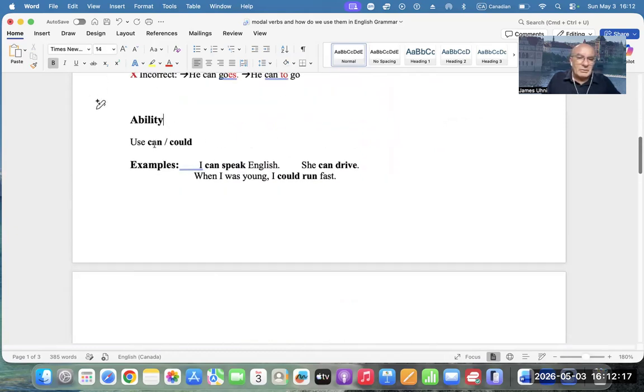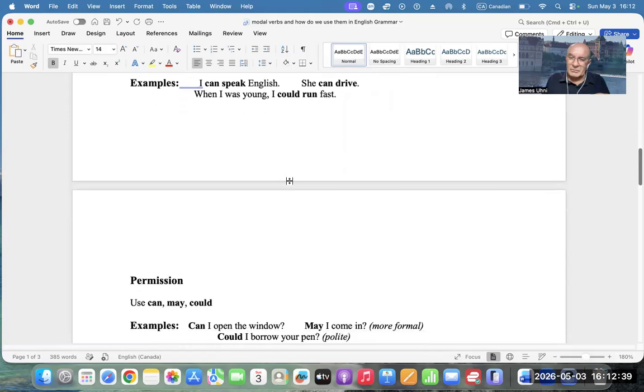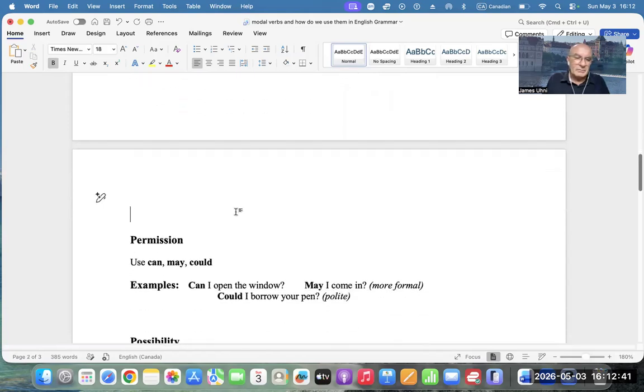Ability, use can or could. Examples: I can speak English, she can drive. When I was young, I could run fast. So it is can, and could. Don't be afraid to write it the way you say it. It's very simple, very easy.